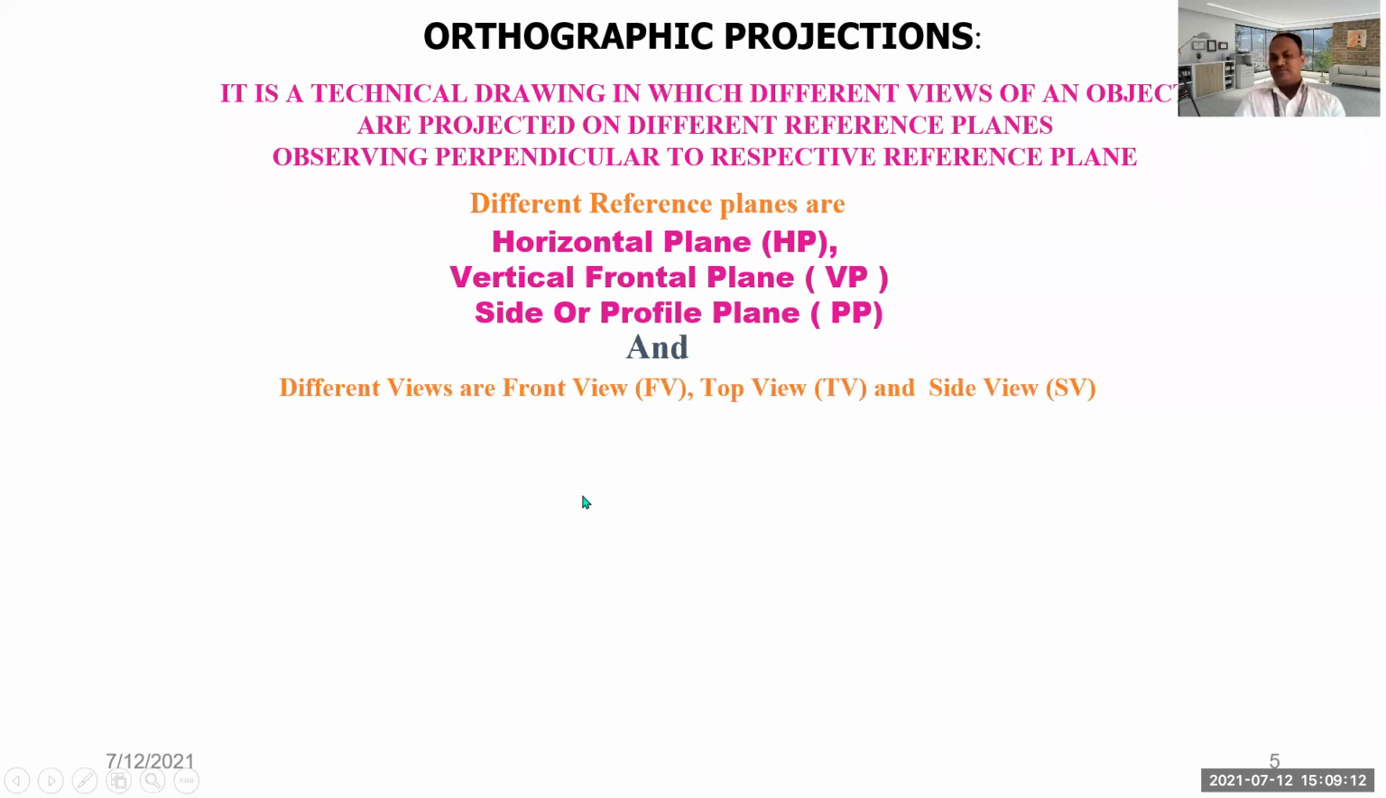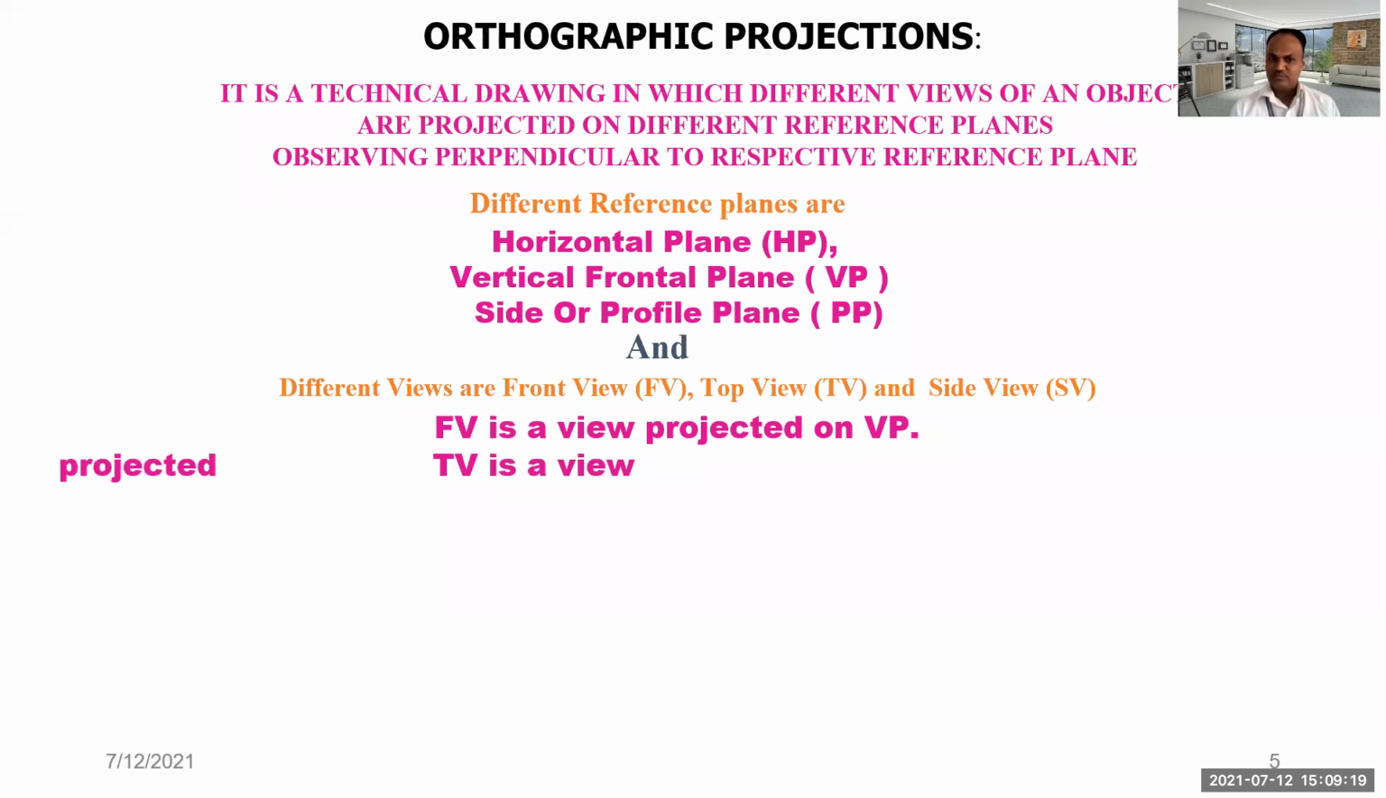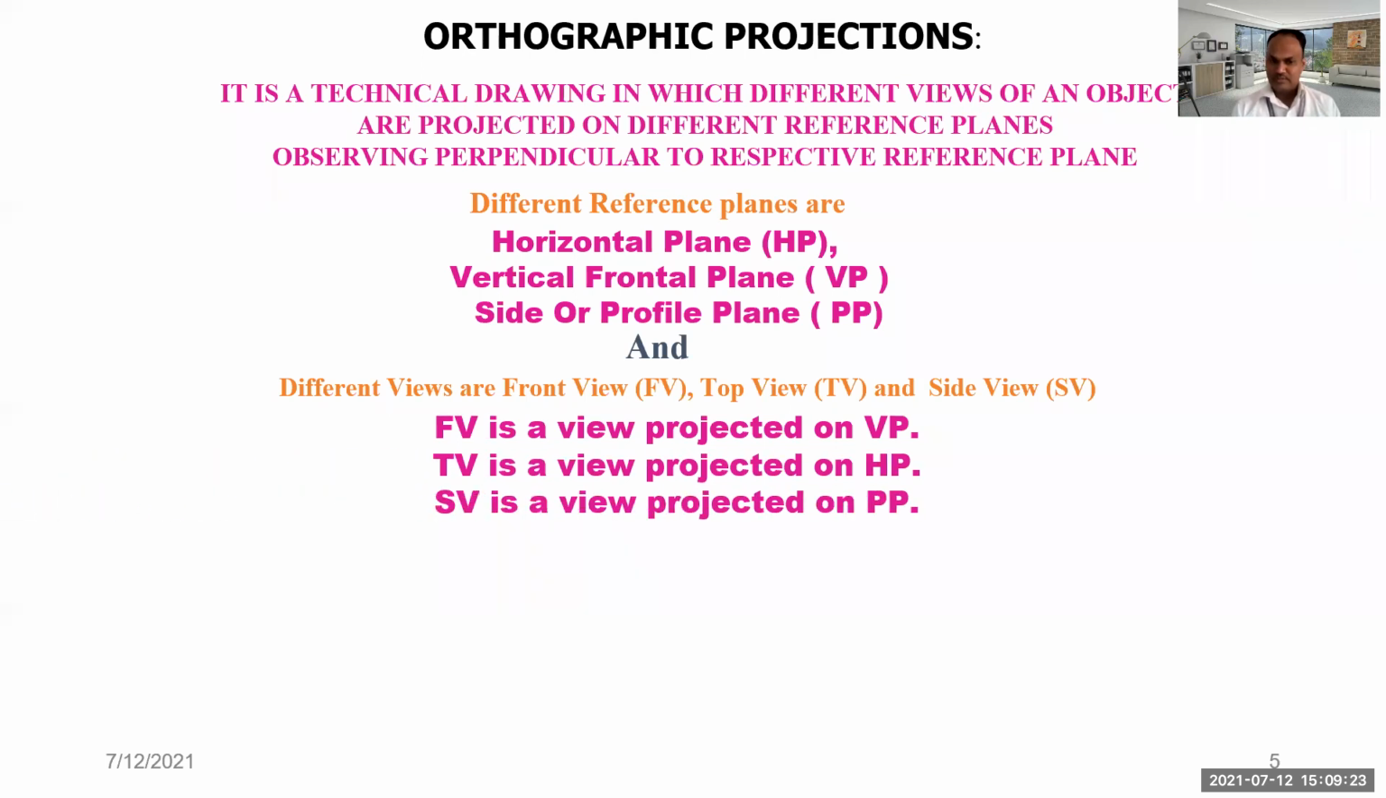Different views are front views, top views, and side views, depending on which plane we are going to project these things. Front view is the view projected on the vertical plane. Top view is the view projected on the horizontal plane. Side view is the view projected on PP, that is the profile plane.